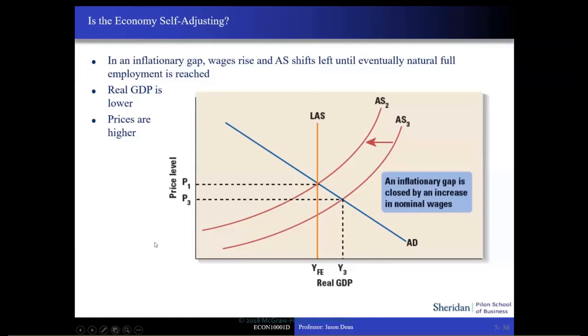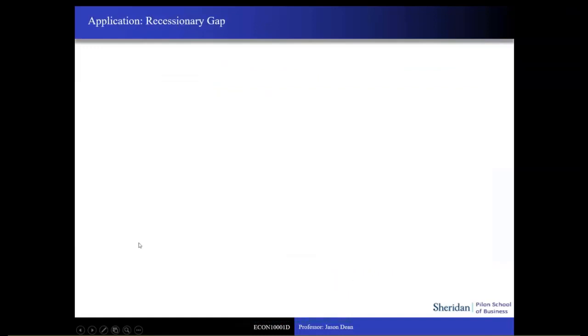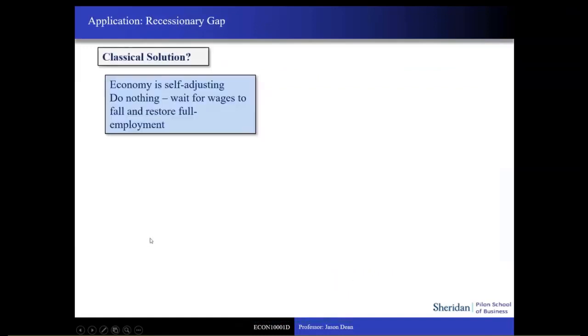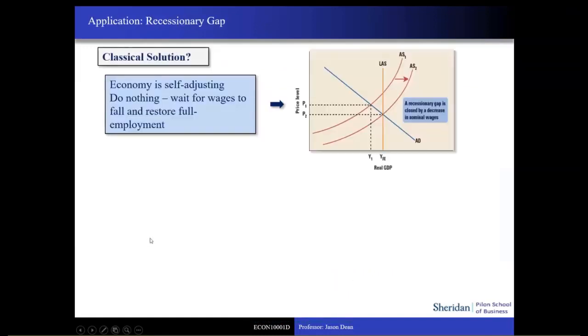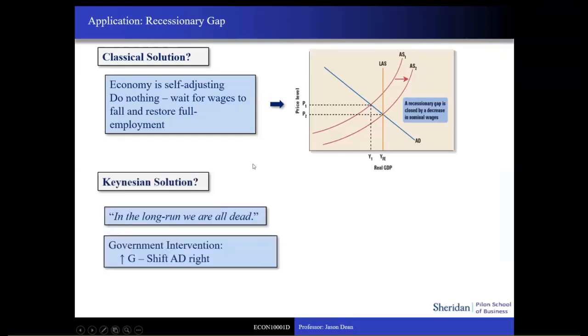But as Keynes said, that could take a very long time. So just as a summary, the classical solution to a recession would be just to wait for wages to change, and we would get back, so we go from here back to potential GDP. But that could take a very long time. That was Keynes's argument. His quote was that in the long run, we're all dead.